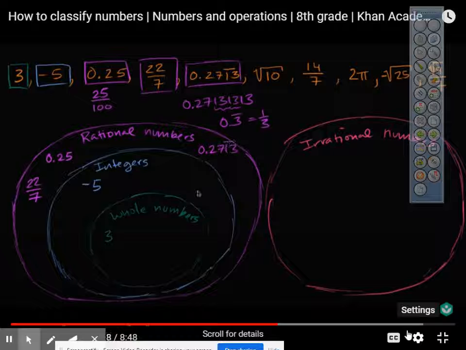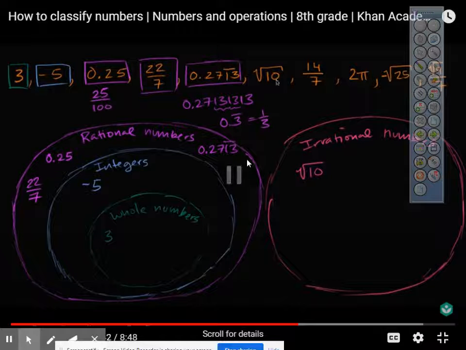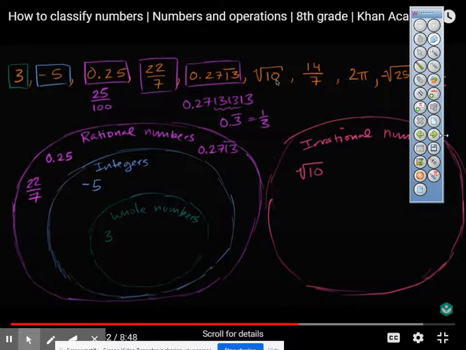0.2713 repeating. But you have to represent it as either a decimal or a fraction of integers. If you didn't have to, then it could have been an integer, but we'll throw it up there in rational numbers. Now the square root of 10. This is interesting. Any square root of a non-perfect square is going to be irrational. So this is going to be irrational. Okay. Here's where the good learning comes.